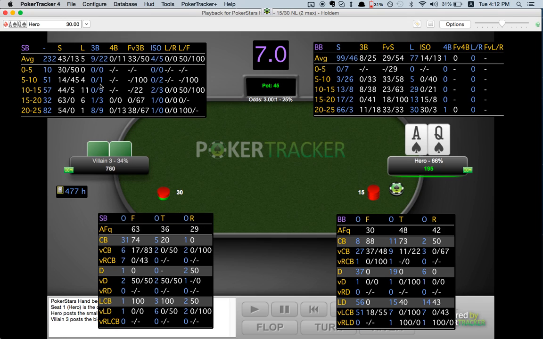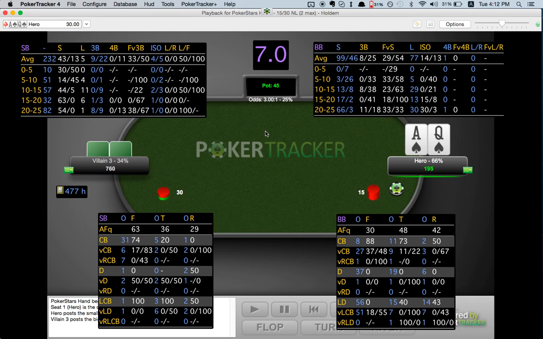And so by having this, we get a more accurate picture of our opponent's frequencies. And so it's nice that we have it for each situation. And this is both for the post-flop stats as well as the other pre-flop stats.